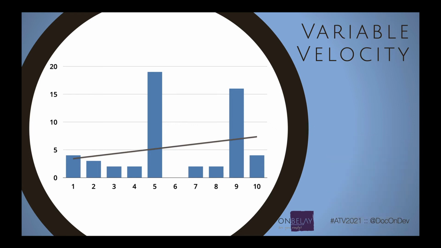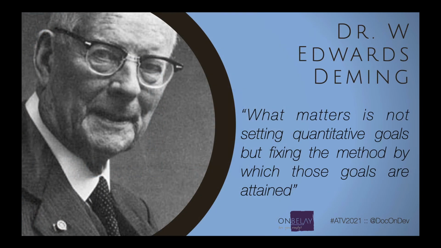And that's congruent with the advice of Deming. Deming says, look, setting quantitative goals doesn't matter. Fix the methods underlying those goals. Take a look at the data, see how it's trending. If it's not trending the way that you want it to, then look at the method by which those goals are attained. Get information about the innards of what's happening. So let's talk through a few things that might lead to variable velocity.